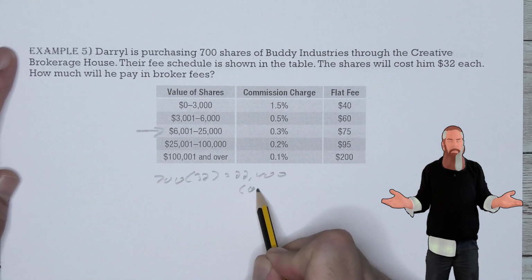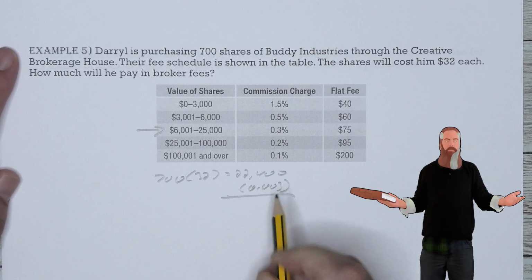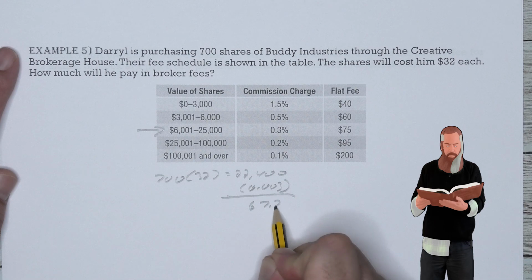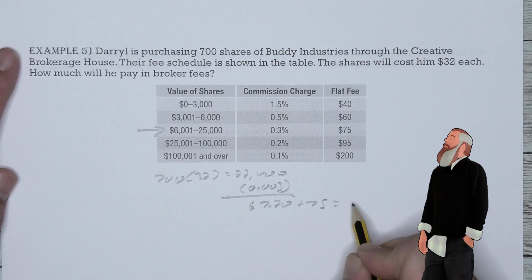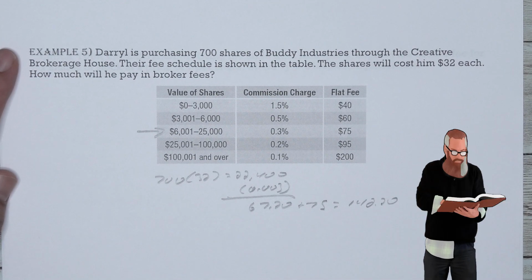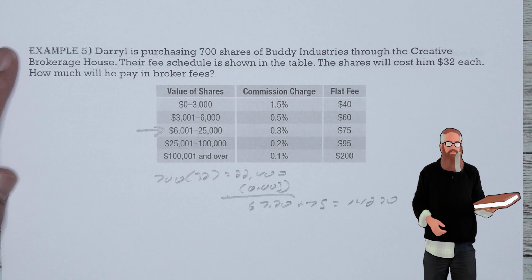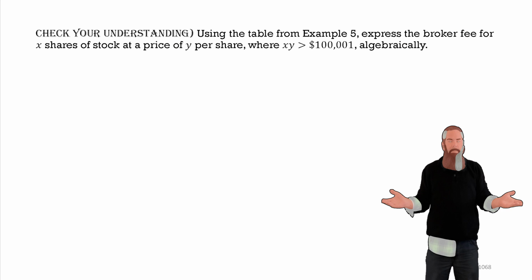So we multiply 22,400 times 0.003 and we get $67.20. We have to add to that the fee of $75 to get $142.20. So the brokerage fee for the trade is $142.20. Let's check our understanding.